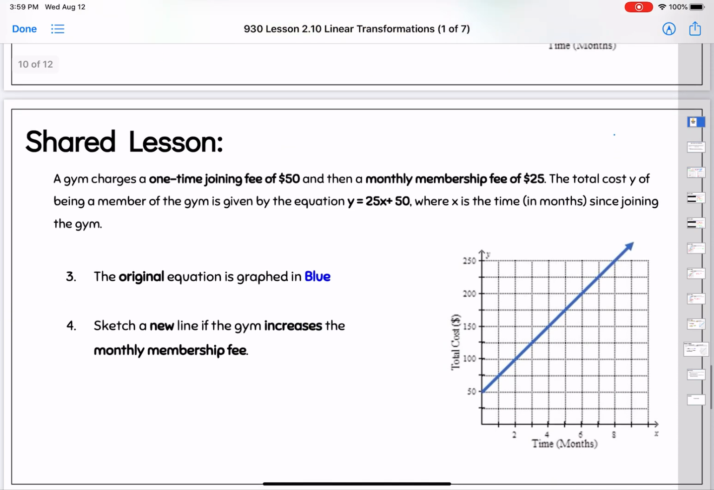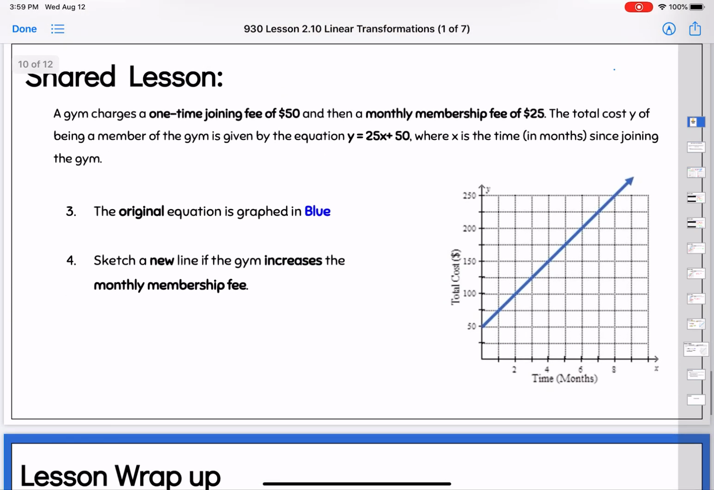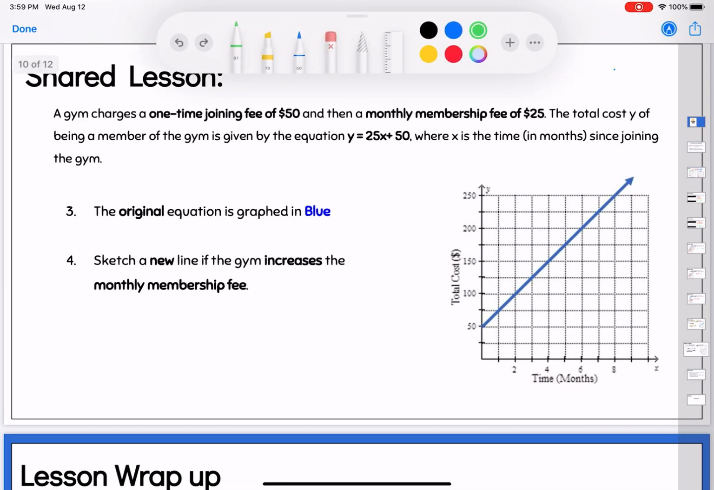All right. So same situation. I saved you the time on this. I have the line graphed already for that original equation, the one-time joining fee of $50, monthly membership fee of $25. I want to see if you guys this time on your own can draw me a new line to say if the gym increases the monthly membership fee this time. So pause the video and see if you can do it.